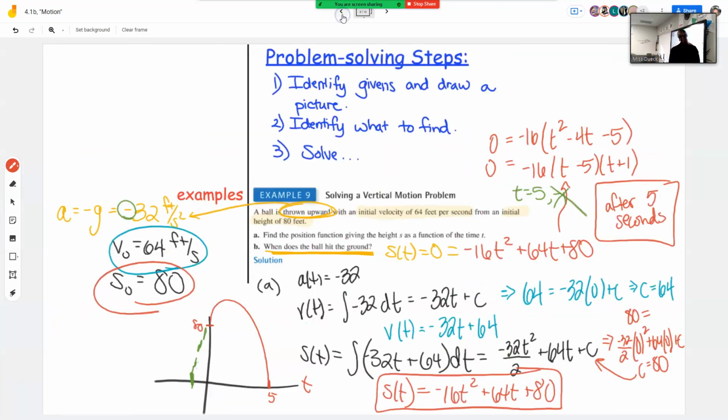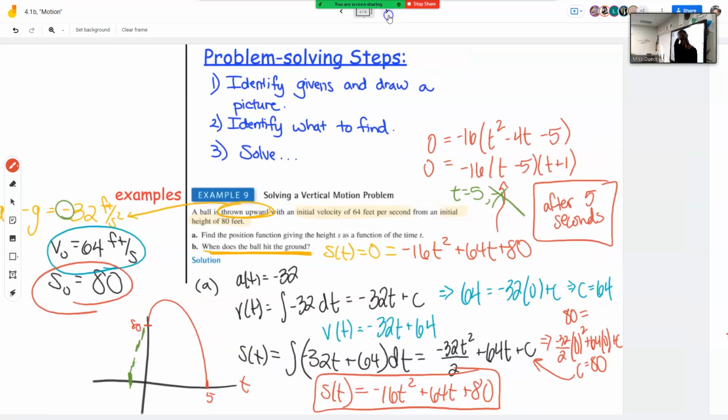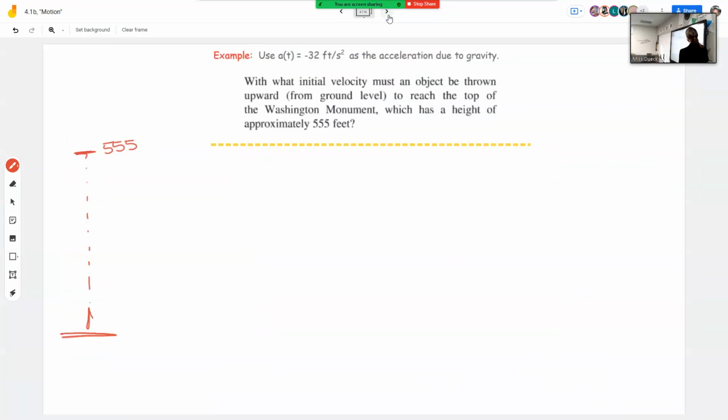Check it. Something over here was thrown upward with an initial velocity of 64 feet per second. Well, actually, we didn't see how high it went. Never mind, that's not going to help so much. I don't think it's going to reach the top of the Washington Monument, though, and it started at 80. This one's starting at 0.